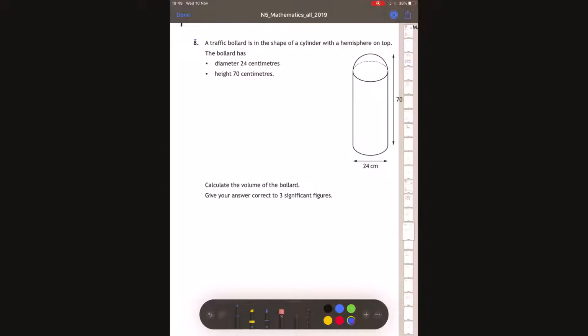Question 8. We need to find the volume of the bollard. So we're going to split this up into two parts. As we can see here, we have a cylinder in this bit with a hemisphere on top. That automatically structures our question into finding the volume of the cylinder and then finding the volume of the hemisphere. And that will give us the volume of the bollard.